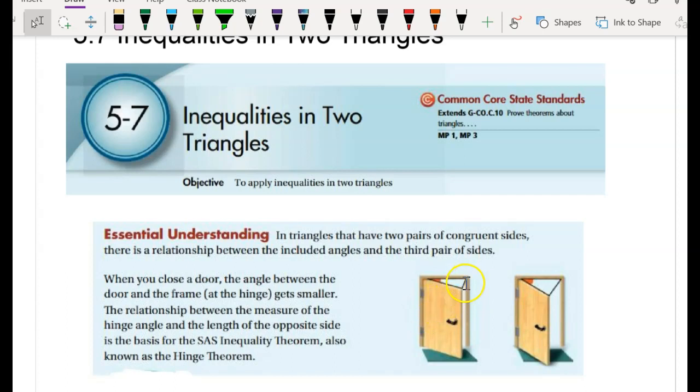Now what about the distance from the door frame to the edge of the door? What happens with this distance? Well, as you open it, it gets larger, and as you close it, that distance gets smaller. So this is the basis for the hinge theorem, or the side angle side inequality theorem.